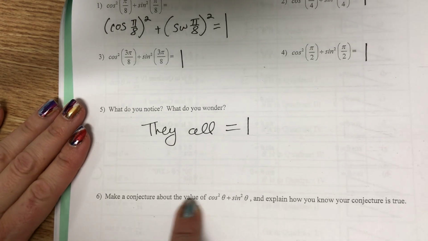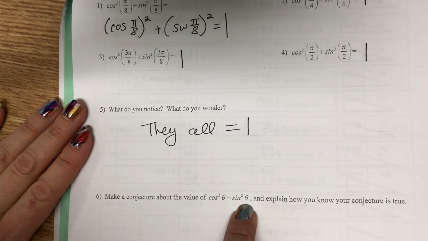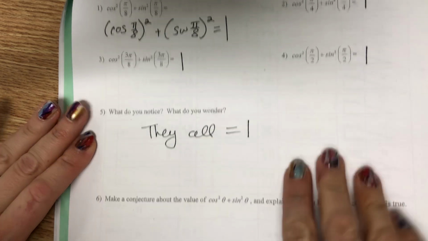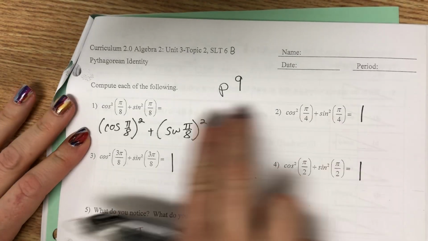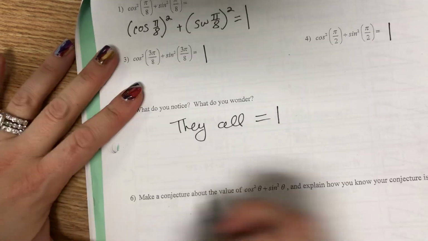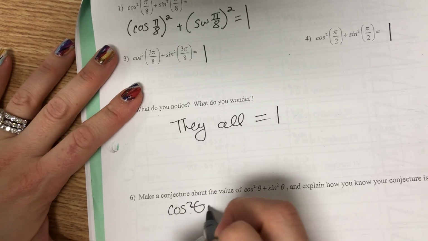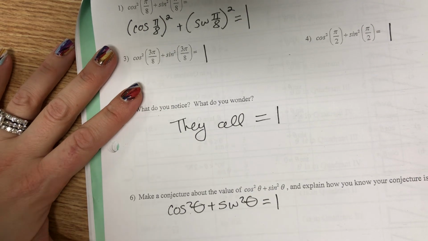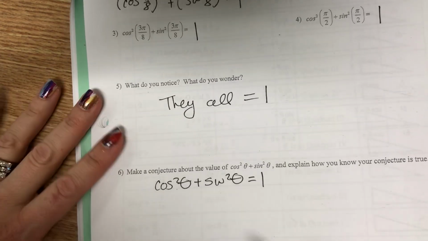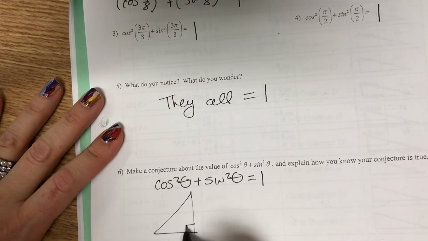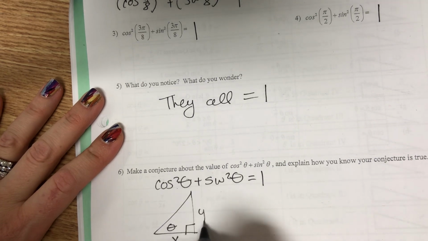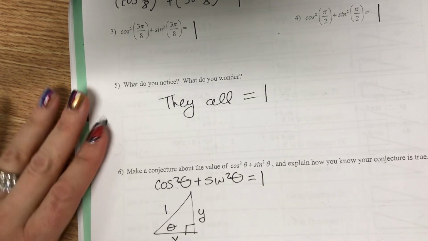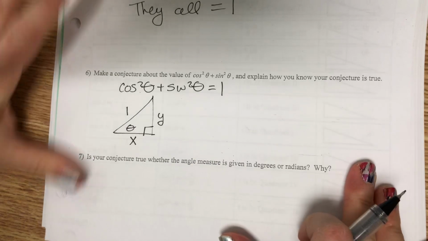It says, make a conjecture about cosine squared theta plus sine squared theta, where theta is the same angle here. Cosine squared theta plus sine squared theta will equal 1. Let's see how we can prove that. Let's start with a right triangle. We'll do the unit circle again with x, y, and 1.